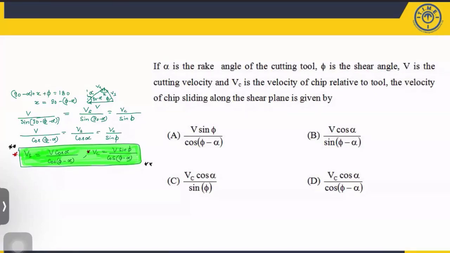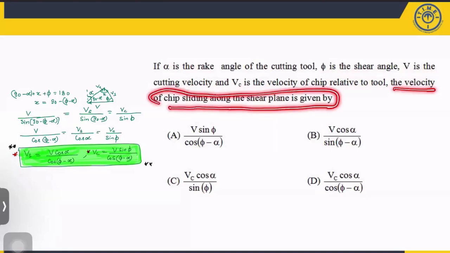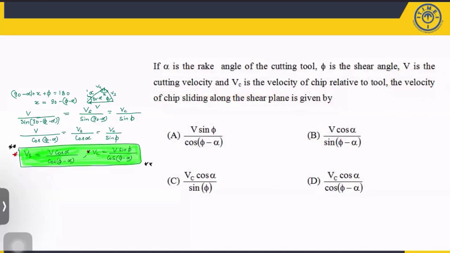So let me explain. That's why I told you, just read the question carefully. Alpha is the rake angle, no problem. Phi is the shear angle. V is the cutting velocity. Vc is the velocity of chip relative to the tool. The velocity of chip sliding along the shear plane. That means what value you have to calculate? Shear velocity only, no? What is that velocity? Shear velocity. Yes or no? Yes, sir, it's shear velocity.